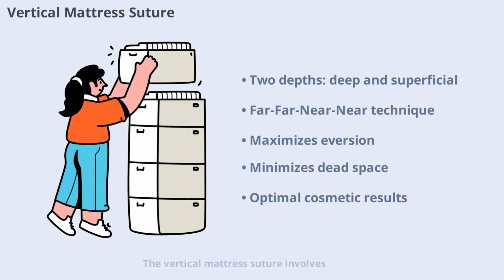The vertical mattress suture involves passing the needle at two depths, deep for support and superficial to bring the wound edges together. This is often referred to as the far, near technique. It maximizes wound eversion and minimizes dead space, making it ideal for wounds where precise edge approximation is critical. The vertical mattress suture is a go-to method for achieving optimal cosmetic and functional results.